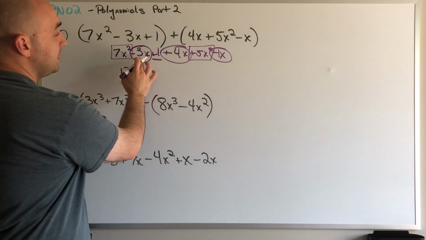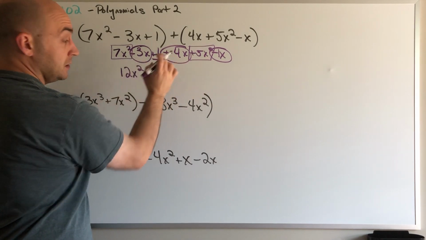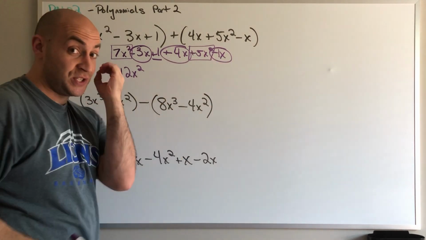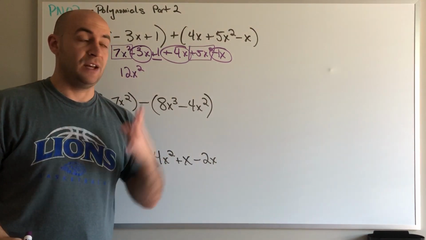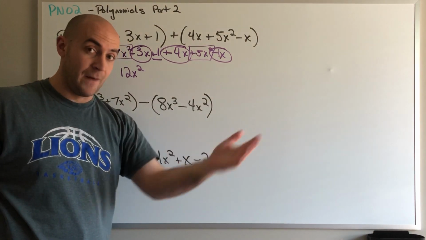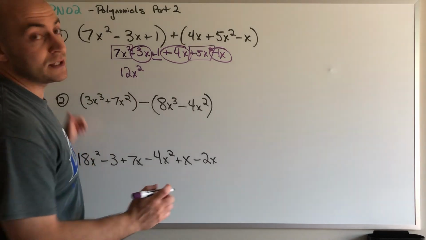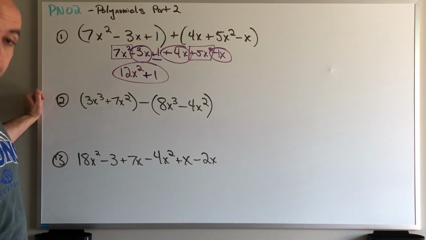Okay, so let's go with the x's now. Negative 3x plus 4x, that's 1x, and 1x minus 1x is 0, not 0x, 0. If I have 1x in my hand and I take that 1x away, there's nothing left in my hand. So I am actually not writing anything there for the x, but the plus 1's all by itself. My final answer is 12x squared plus 1, okay?